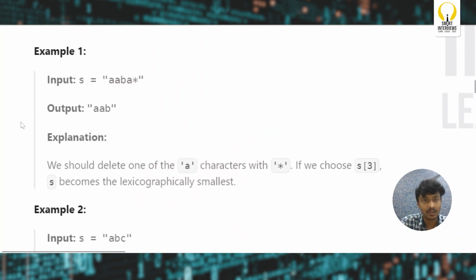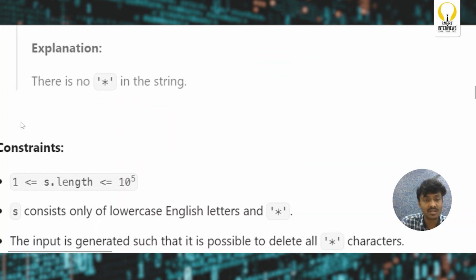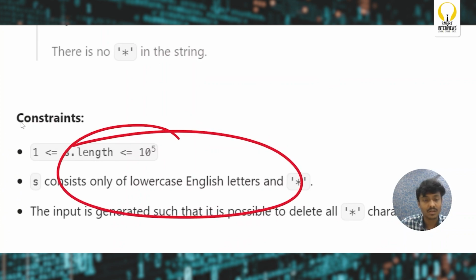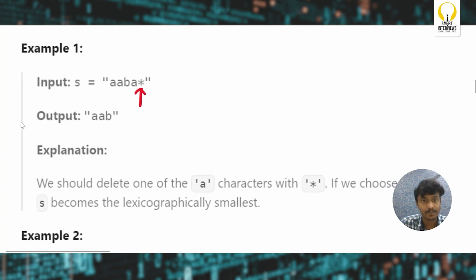So coming to the first example, what did we actually see? For this star, you have moved towards the left, and you have removed the first smallest character. So for every asterisk, you can iterate on its left and perform this operation. But will this solution work for the given constraints? No, right? This is going to result in TLE. How do we optimize this?